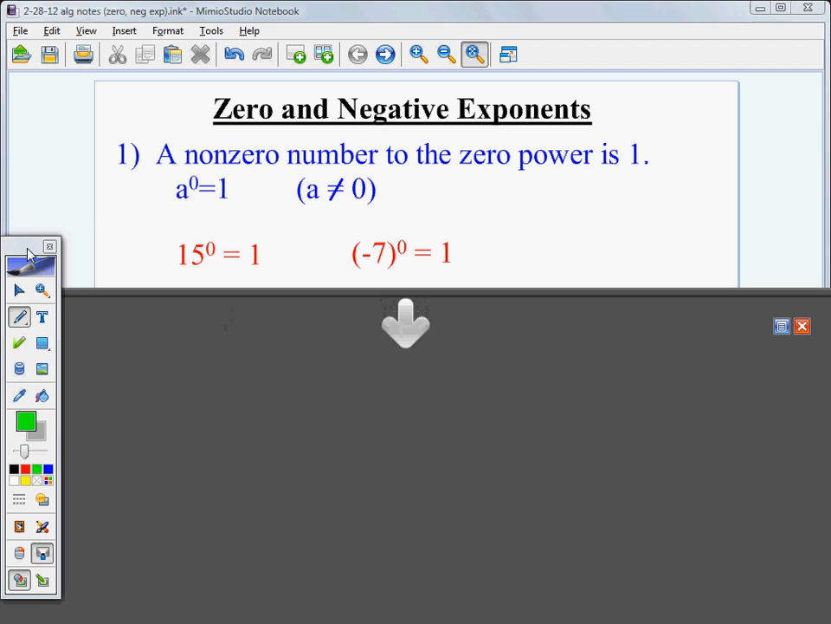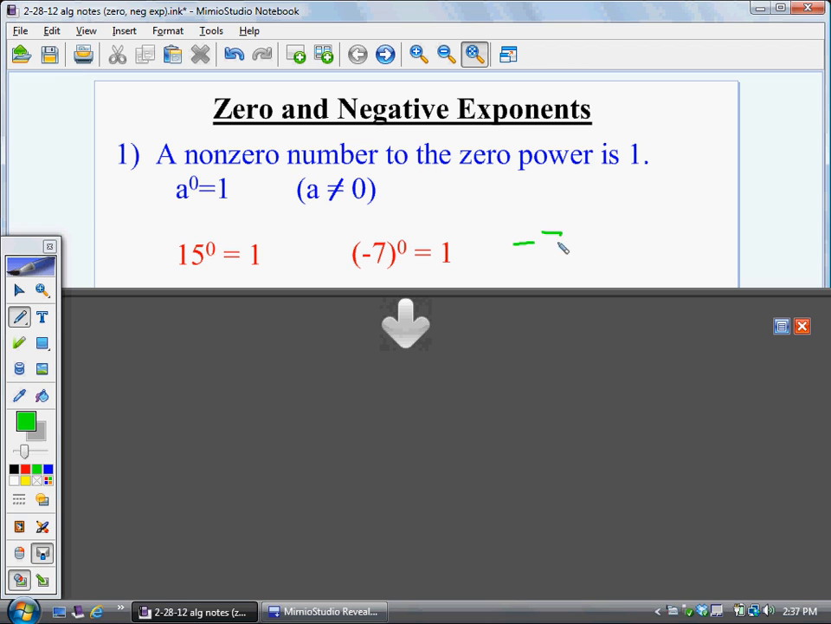15 to the 0 power equals 1. Negative 7 to the 0 power also equals 1. And notice the parentheses here around the negative 7. If we were to write it this way, negative 7 to the 0, that would mean the opposite of 7 to the 0, and the answer would actually be negative 1. So make sure you understand that's what that would mean.